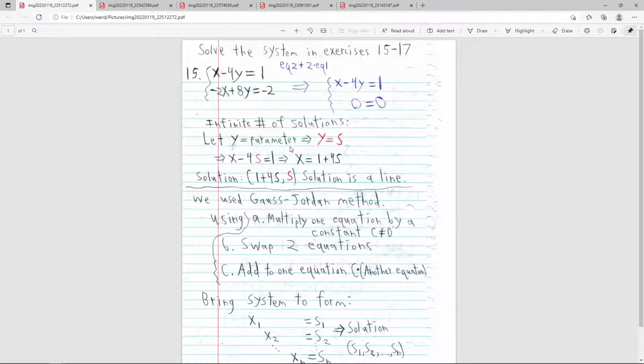So we let y equal a parameter, which is y equals s, here, because that's the second row. And we have x already here. And then we do x minus 4 times s, because it's x minus 4y equals 1. So it's x minus 4s equals 1, so that means x equals 1 plus 4s. So the solution is (1 plus 4s, s). And it's a line. It's an infinite number of solutions in the form of a line, which stretches in two directions infinitely, as you know. It has the two arrows pointed.